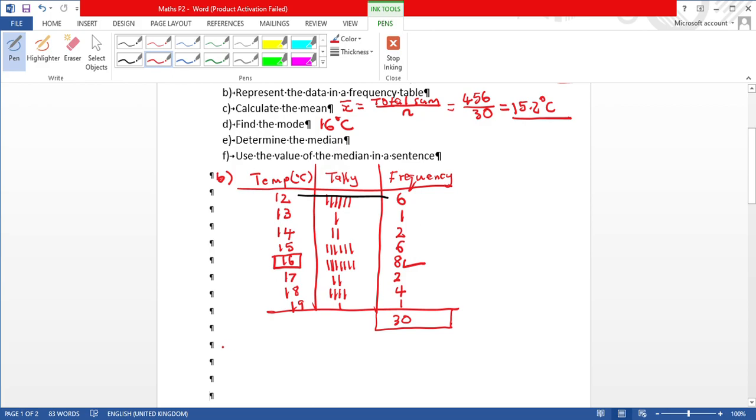Then let's go to question E. Okay, let's write question E here, which is determine the median. When we determine the median, you need to write all your data from the lowest value up until the highest value, all the values of your data, and then you're going to get the median. I'll show you how. The lowest value is 12, but how many 12s have you got? We've got 6 of them, remember? 6 12s, so let's just write 6 12s.